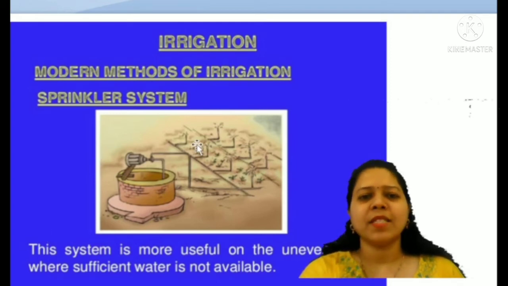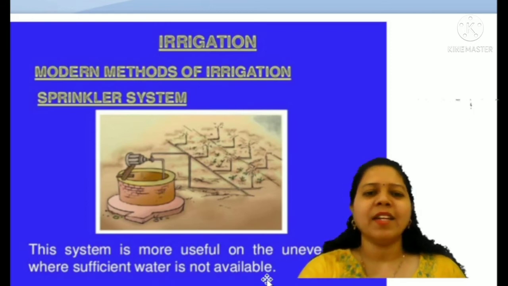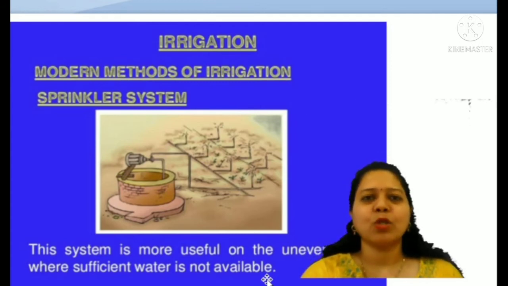First is the sprinkler system. This system is more useful on uneven land where sufficient water is not available. When land is uneven and sufficient water is not available, this method is very useful, because the water directly reaches the crop.